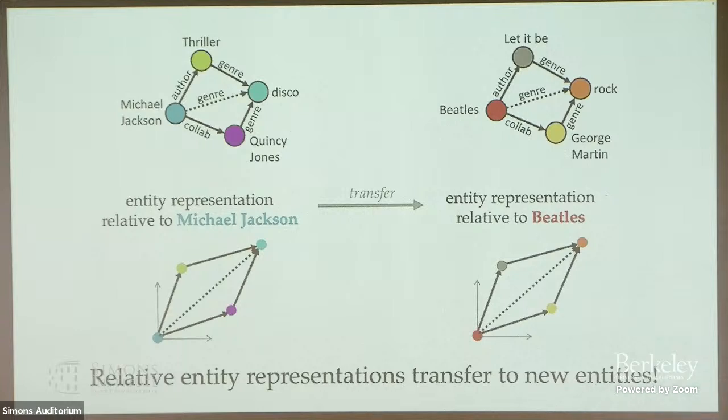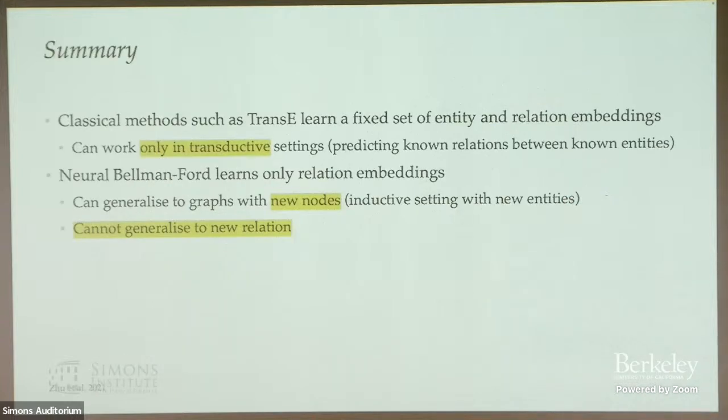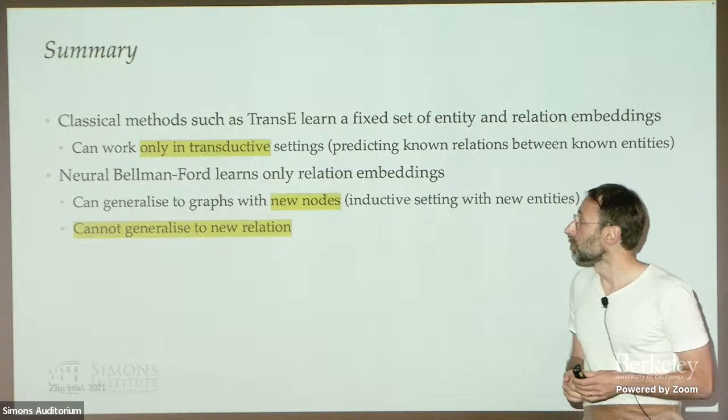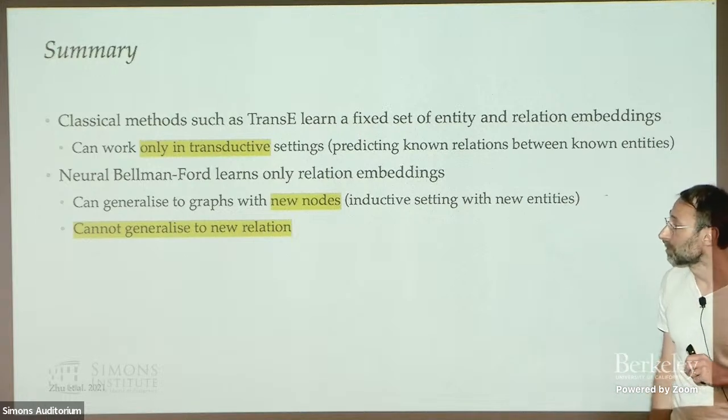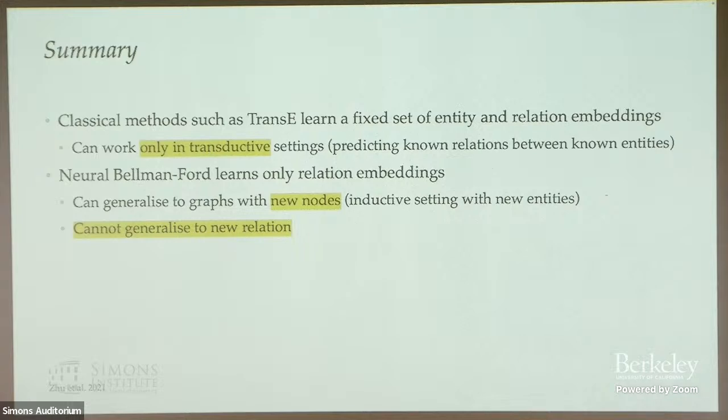Okay. So to summarize, we've seen two methods. A classical method that relies on absolute representation, such as TransE, can work only in transductive settings. So it predicts known relations between known entities. It cannot generalize to new entities and cannot generalize to new relations. This idea of neural Bellman-Ford learns only relational embeddings. So it can generalize to graphs with new nodes. In other words, it can work in inductive settings with new entities, but it cannot work with new relations. And we actually want both, right?